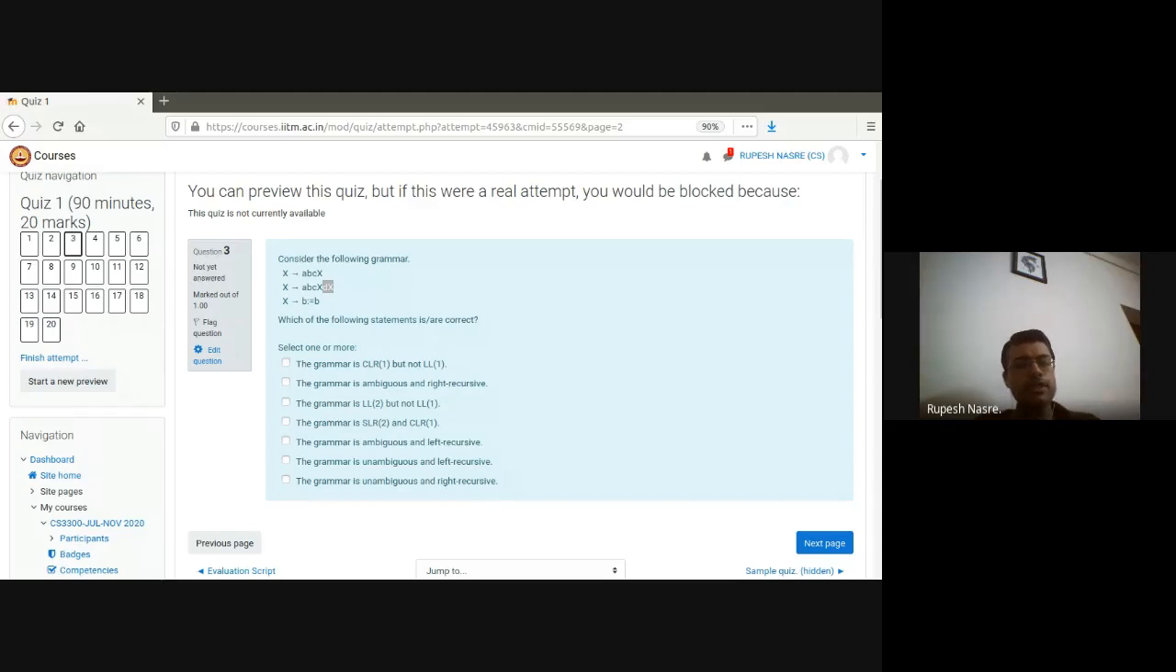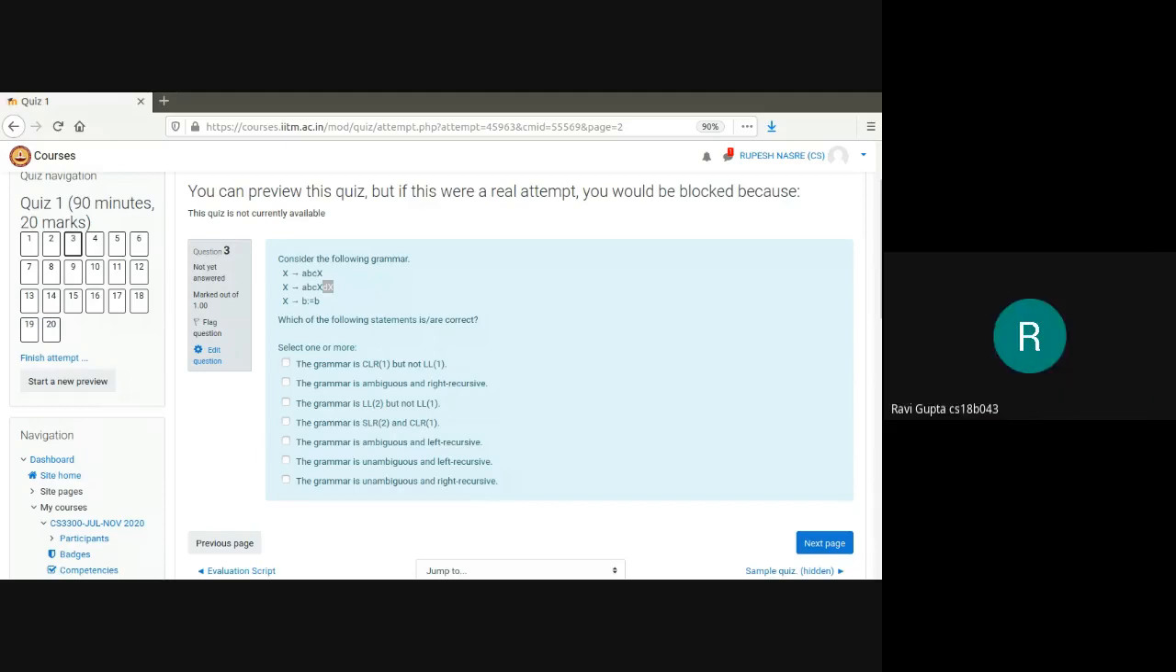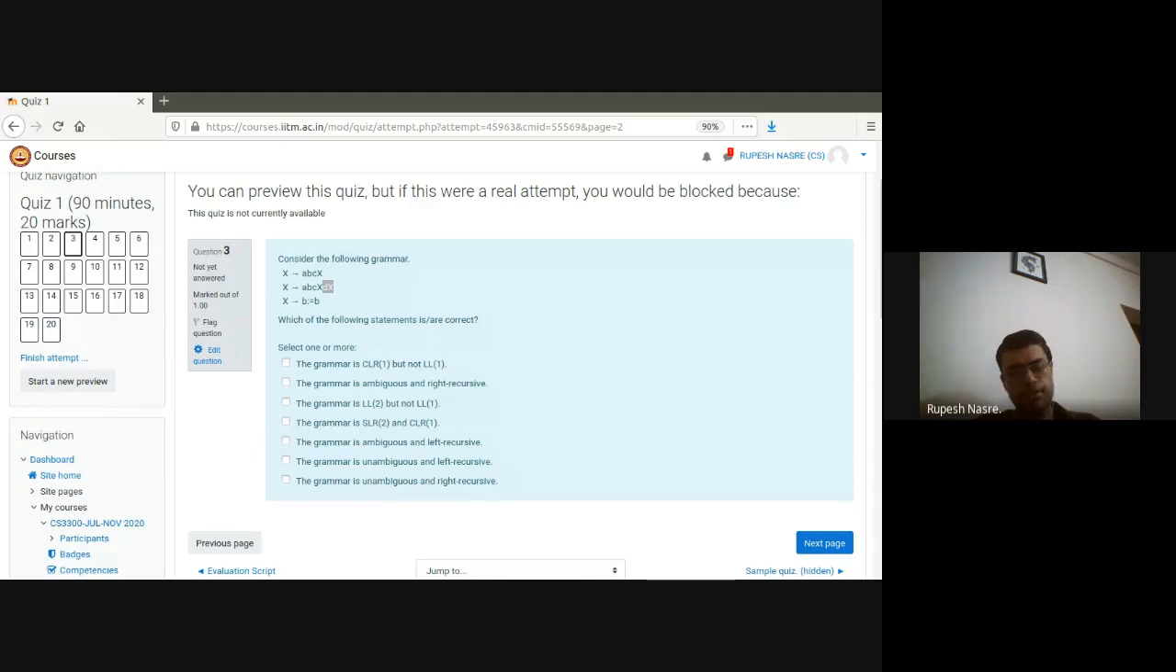However, we could as well say that the grammar is ambiguous with respect to CLR1, whereas it is not ambiguous with respect to CLR2. Right? So that is still possible. Okay, sir. And if the grammar is ambiguous, can it be LLK? No, it cannot be LLK. Okay.